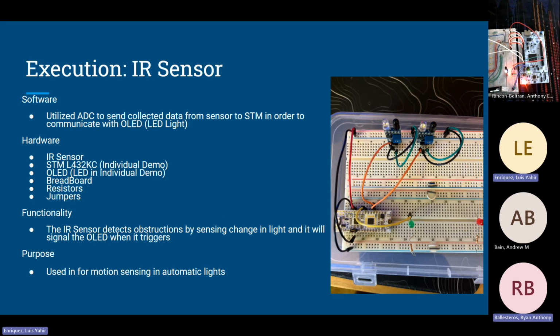How it functions is the sensor itself has an emitter and a receiver. The light emitter emits the light, and then once it detects motion, it will receive less light than normal, put into a value that I put under IR, which sets off the threshold and turns on the LED or triggers the OLED. The purpose of this sensor in our project is to sense motion and use that as a component for our automatic lights.